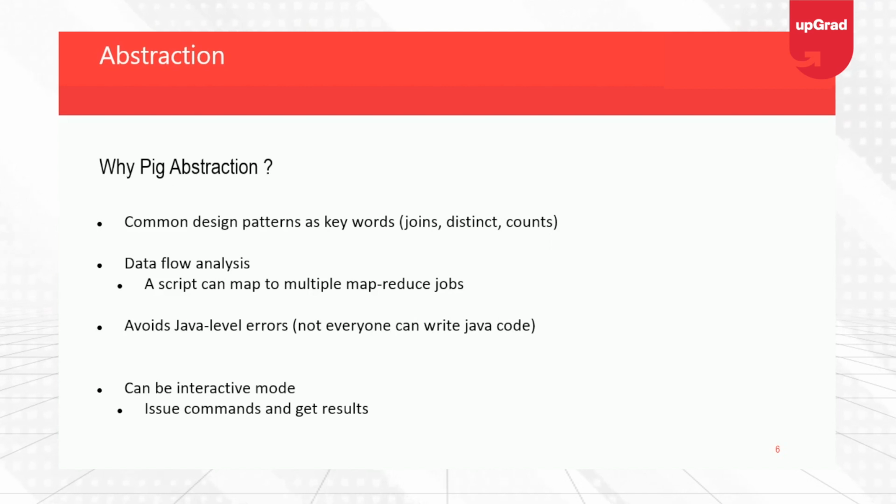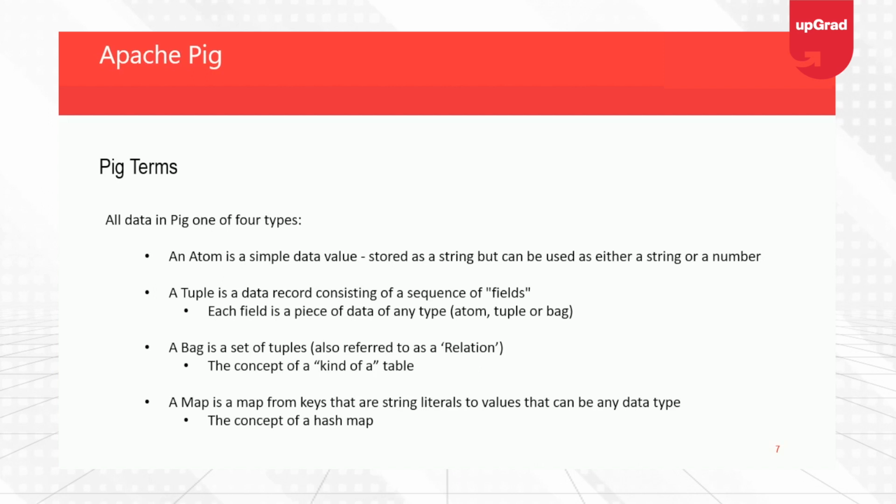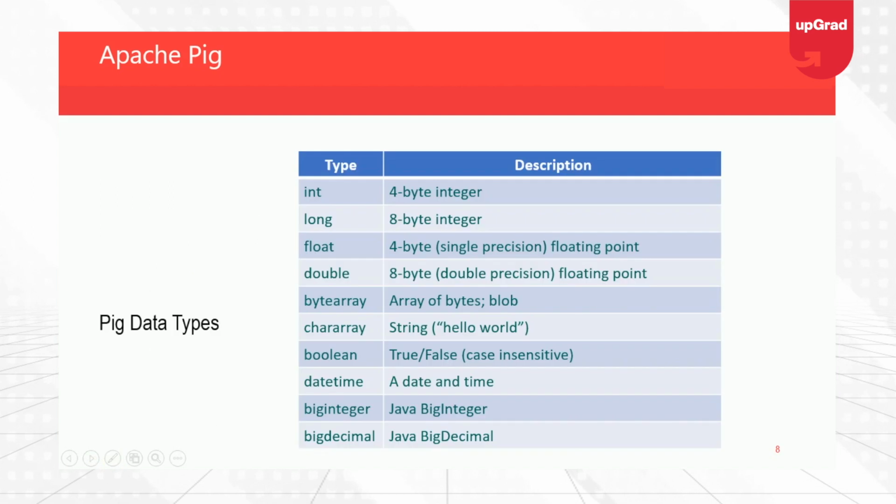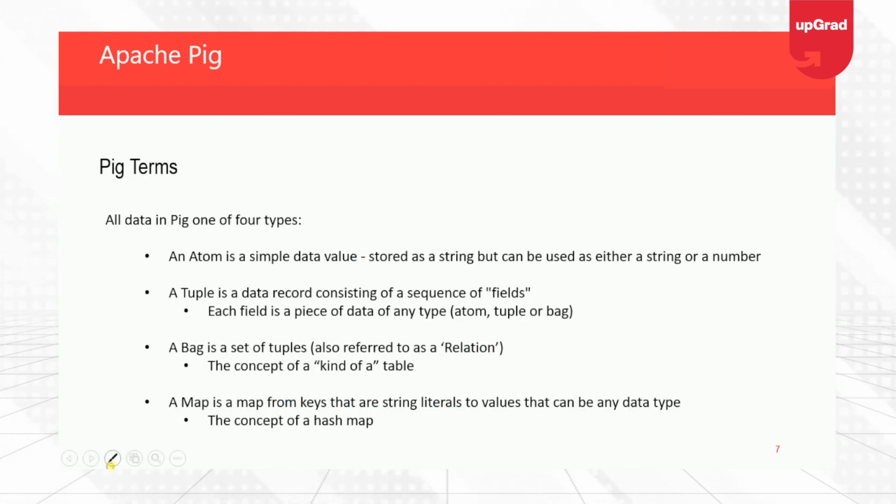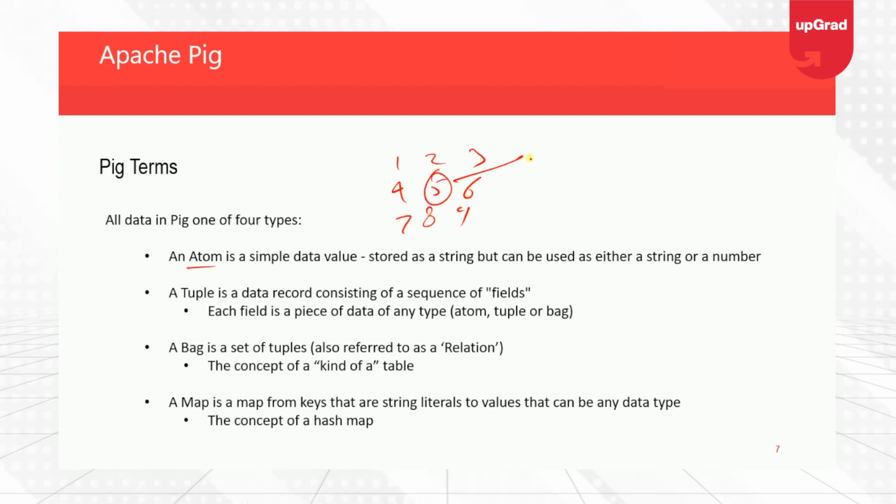Now, let us talk about some of the terms which we use in Pig to describe the data. So the very first term here is basically the atom. So what exactly is the atom? An atom is basically the scalar value or the individual value which we use to describe the data. For example, let's say 1, 2, 3, 4, 5, 6, 7, 8, and 9. So any individual value is called an atom.